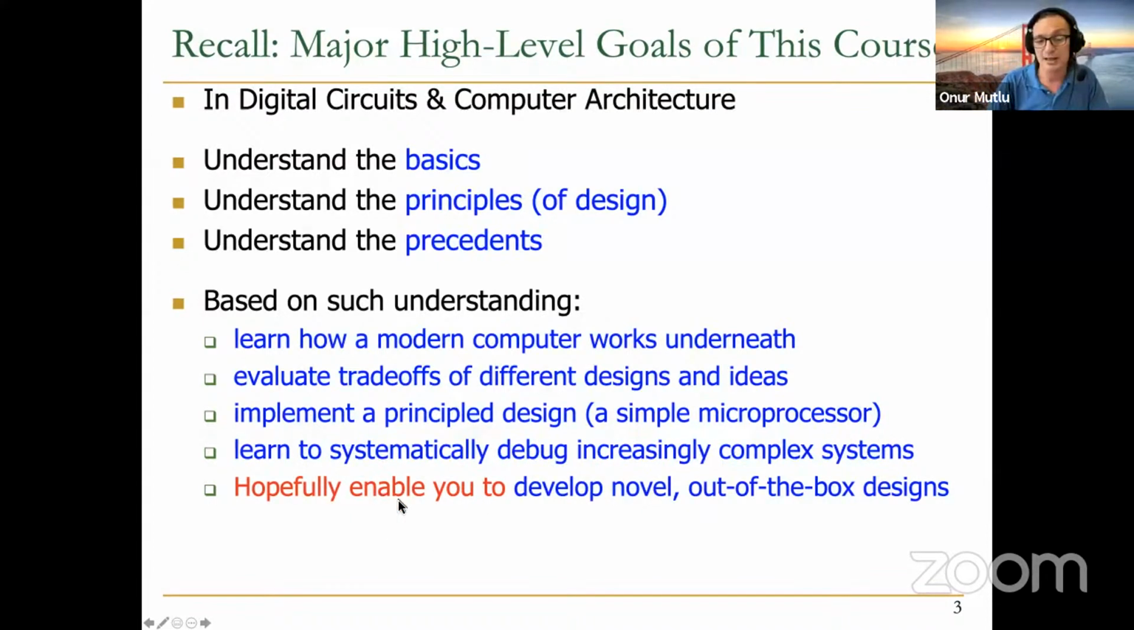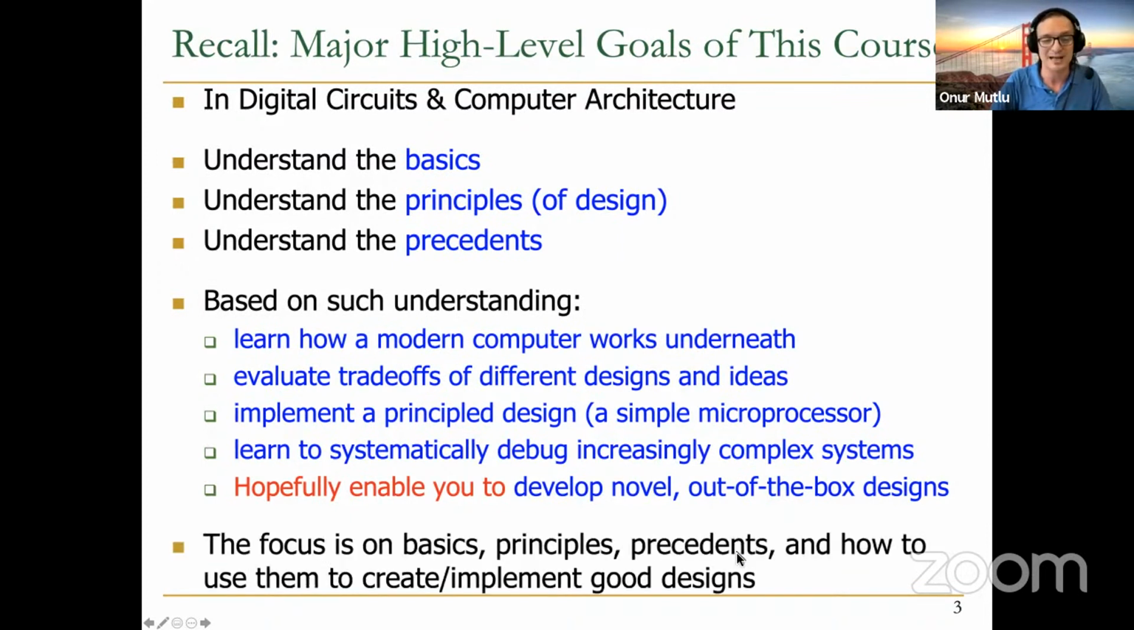And hopefully some of you have actually been developing ideas. Maybe some others have been developing ideas and they have not been vocal about it. That's perfectly fine. But hopefully this course has set the stage so that you can develop new out-of-the-box designs and solutions to problems. Remember, we started with solutions to problems in the first lecture. Computing is all about solving problems. So hopefully we've actually achieved that as well.